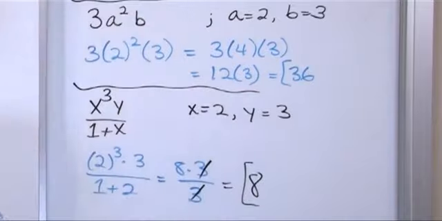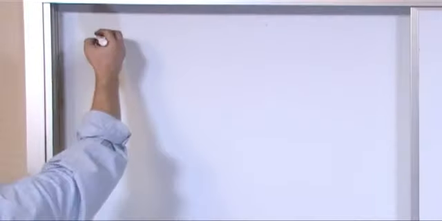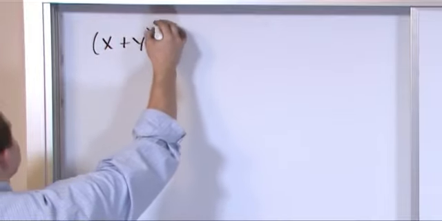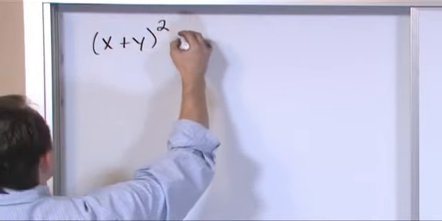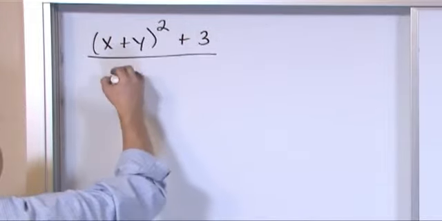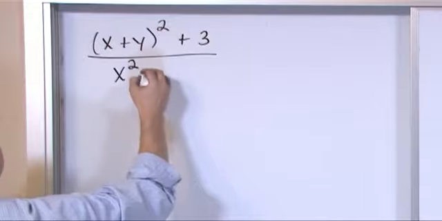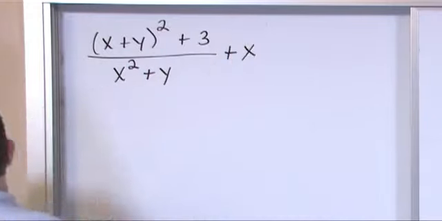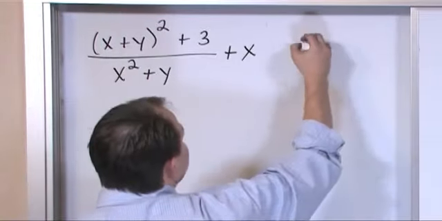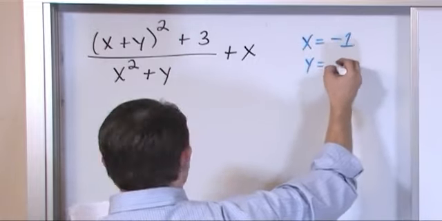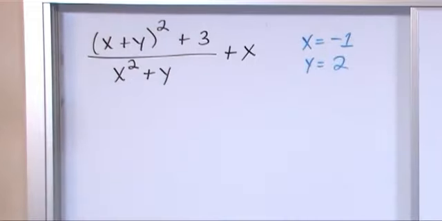That's the final answer. Now, for our last problem of this type, let's do something kind of large. x plus y squared plus 3, and let's say x squared plus y, and let's say plus x over here. And let's say, for our two variables, let's say x is equal to -1, and let's say y is equal to 2. So what would we do?